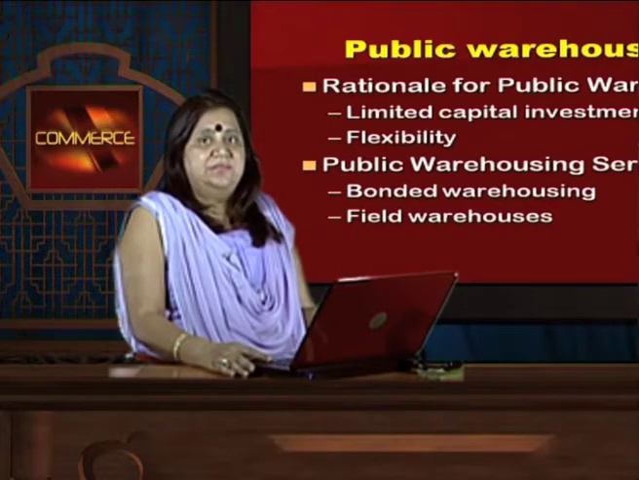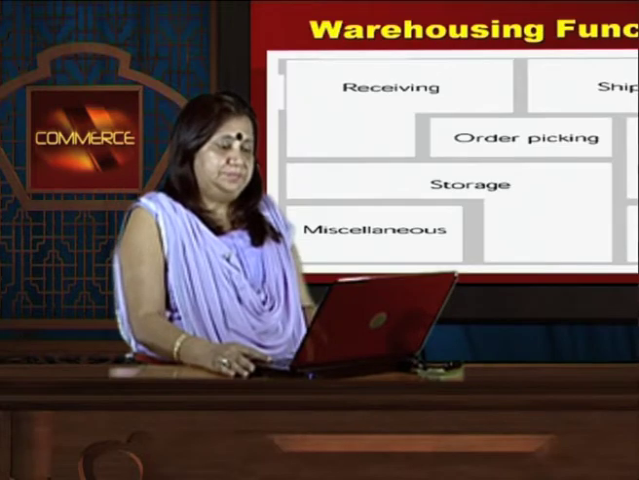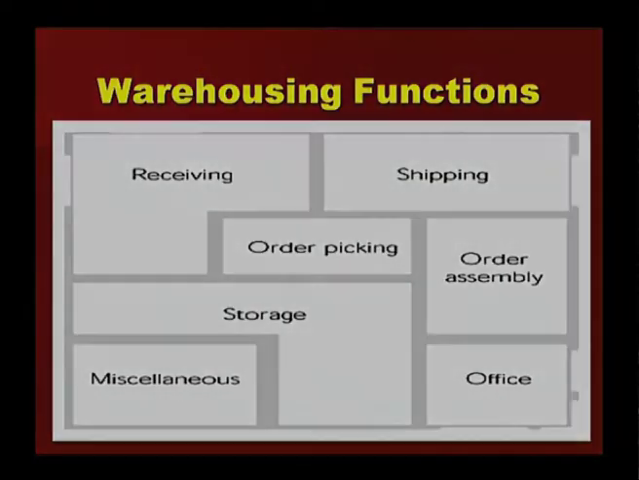So, public warehousing is also an alternative for the manufacturers to reduce and to schedule their costing procedures for the material handlings. Let us see the warehousing functions in detail through this sketch. First the materials are received, that is through shipping it comes, then it is order picking, order assembly, storage, and then after handling the miscellaneous charges, it goes to the office.